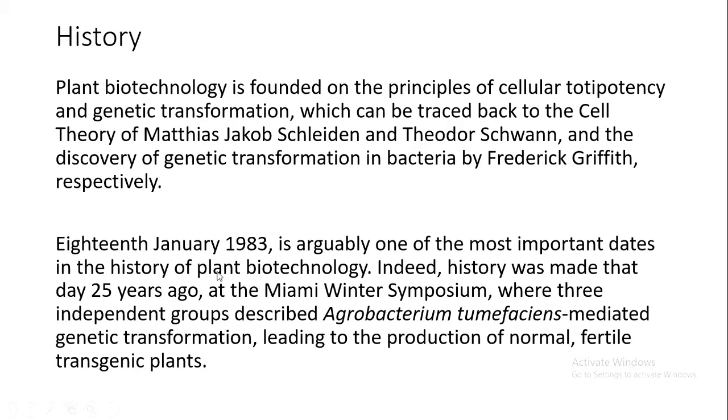So what they did, they actually found out that Agrobacterium tumefaciens mediated genetic transformation can lead to the production of a normal fertile transgenic plant. That means through this approach, they can produce a transgenic plant which is normal and of course fertile. That means this transgenic plant can be used easily in order to proceed towards many more populations. It is totally normal and fertile.